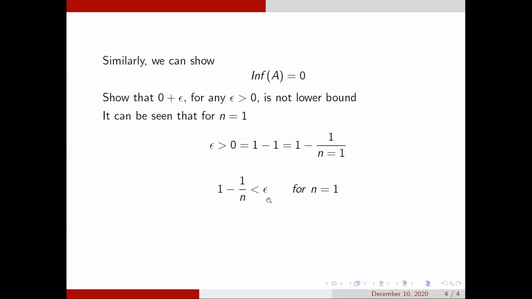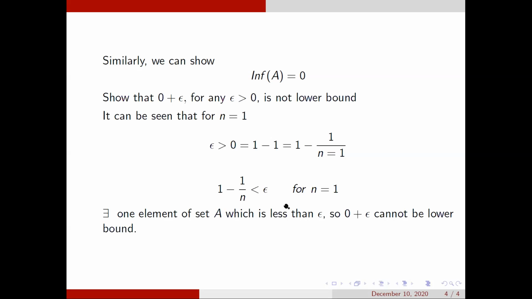So this epsilon cannot be a lower bound because there exists some element of the set which is less than it. It means this 0 plus epsilon, right, cannot be a lower bound, which implies the infimum of A is 0. Thank you.